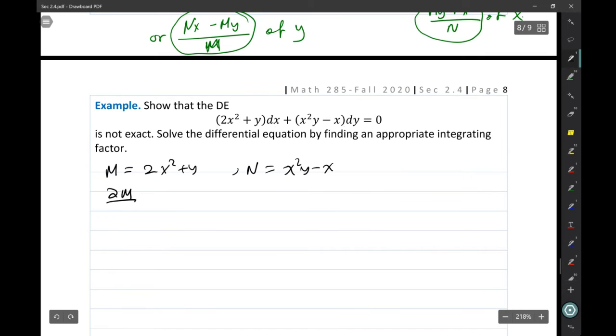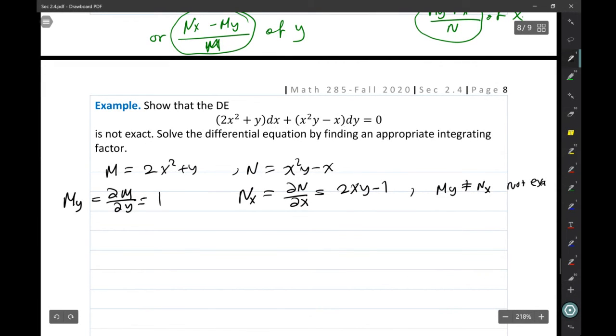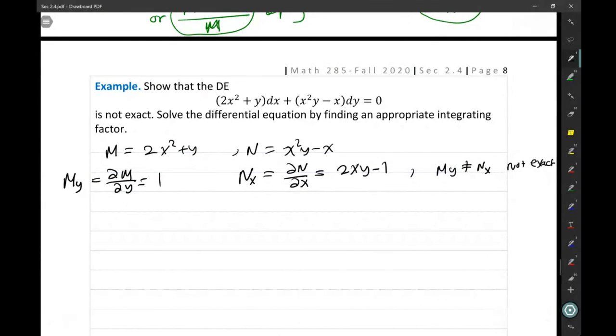Now have a look here. dM by dy, which I will call later on M sub y, is equal to 1. But N sub x, which is dN by dx, is equal to 2xy minus 1. Now M sub y is not equal to N sub x, so it is not an exact differential equation. We need to find the integrating factor.